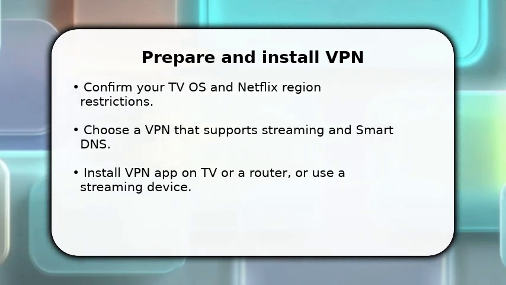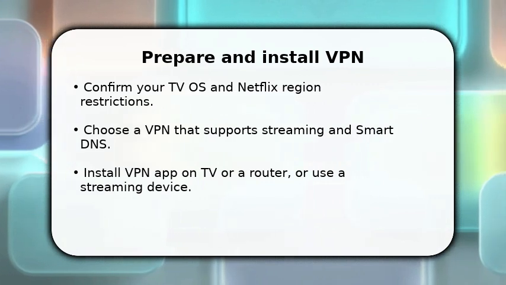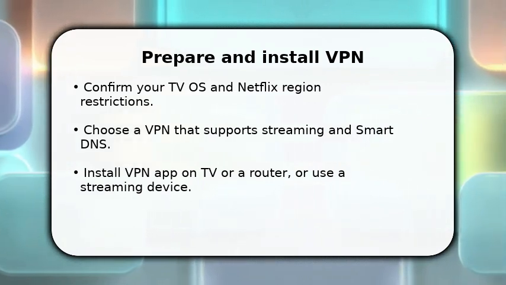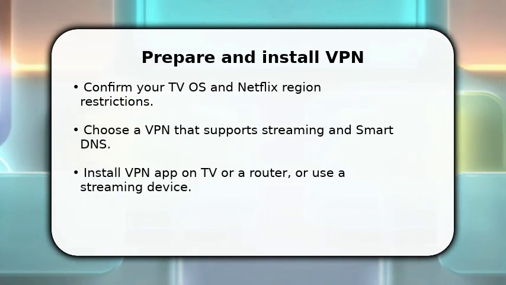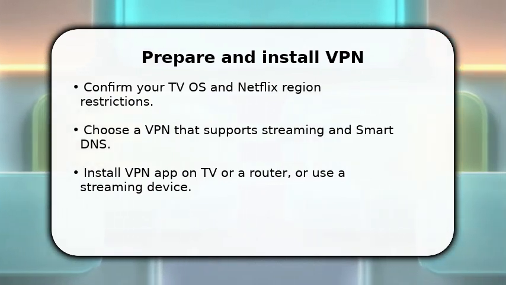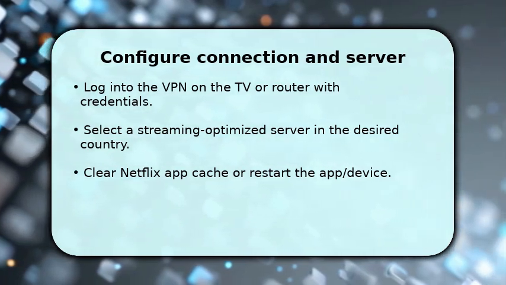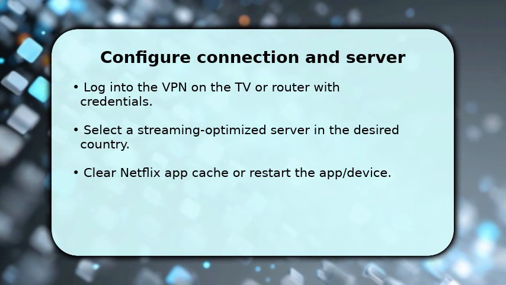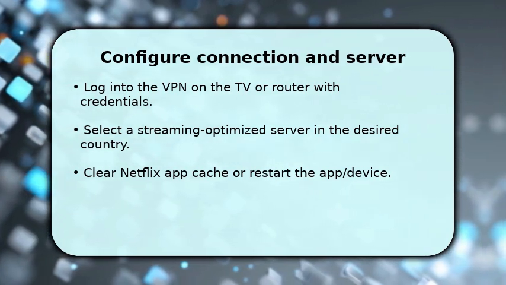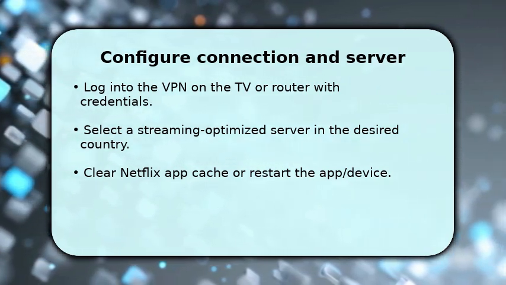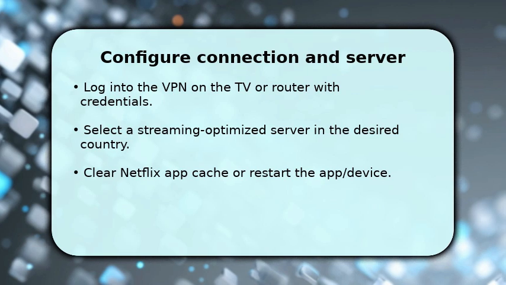Make sure you have your VPN account credentials ready, and note which server locations are recommended for Netflix access before moving on. Now log into the VPN app on your TV or through the router interface using your account details. Then select a server tagged for streaming or located in the country whose catalog you want. Server location affects available titles.